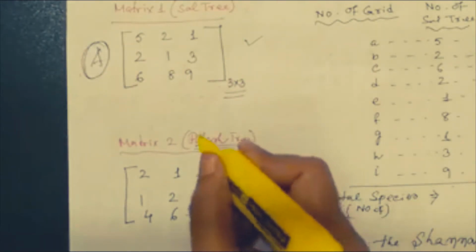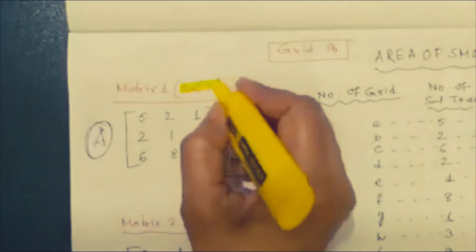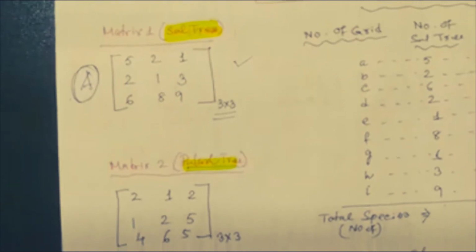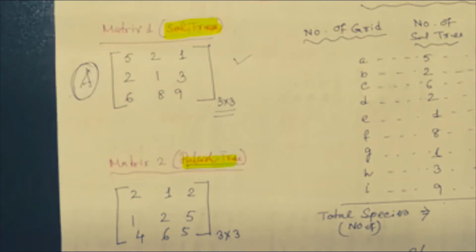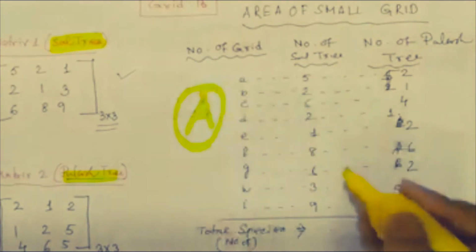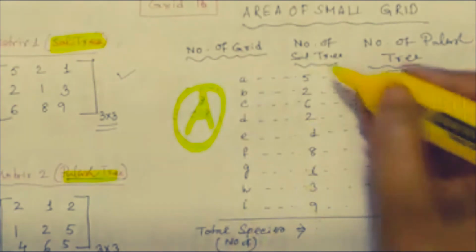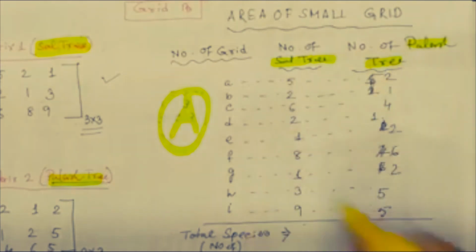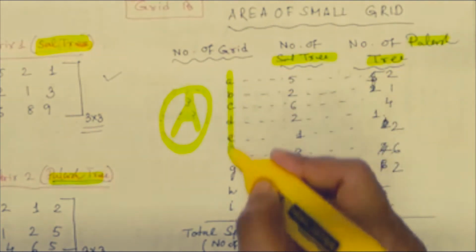First one is for the sal tree, second one is the Polish tree. And similarly, we can get all the information, and the student has to arrange it. It is not necessary that a student arrange all the information in matrix form. They can also provide the information by writing the grid number and providing all this information, that is the sal tree, this is the Polish tree, number of trees, and you can get the grid number A, B to I.